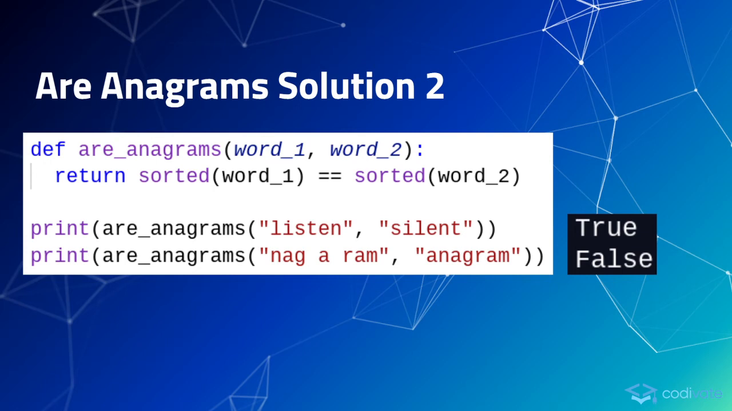The sorted list of each word would just be all of its letters in alphabetical order. So if they consist of the same letters, then the lists will be equal and they will be confirmed as anagrams. Otherwise, we'll get an output of false. When we run the test code, we get the same results as before, and we know that it's correct.